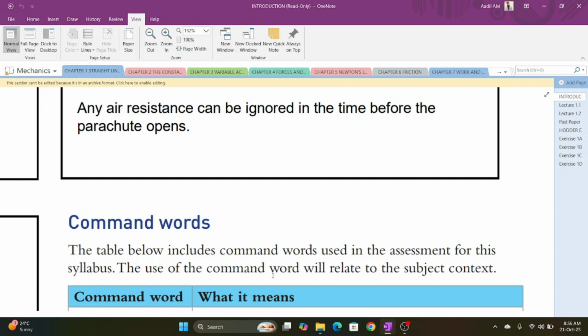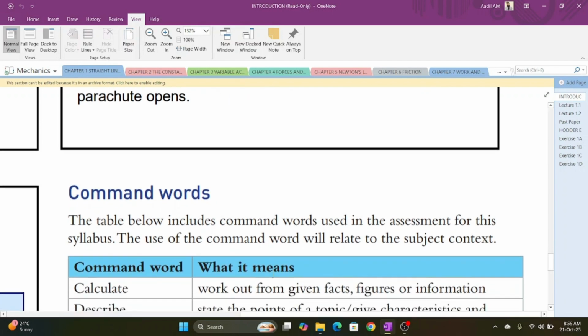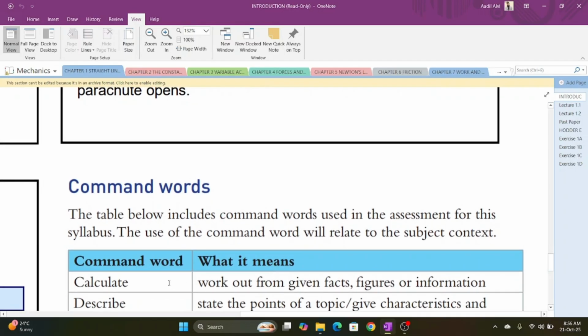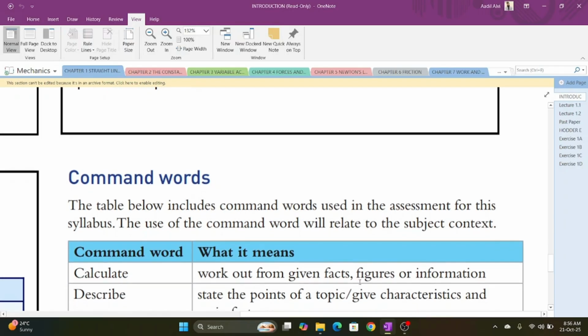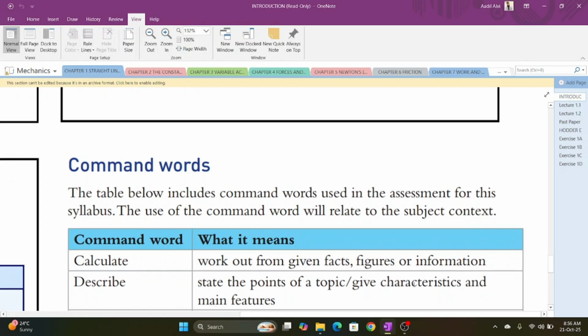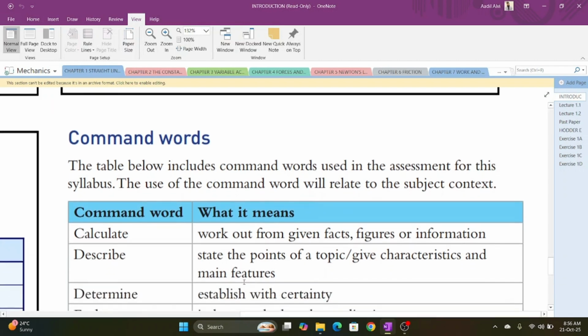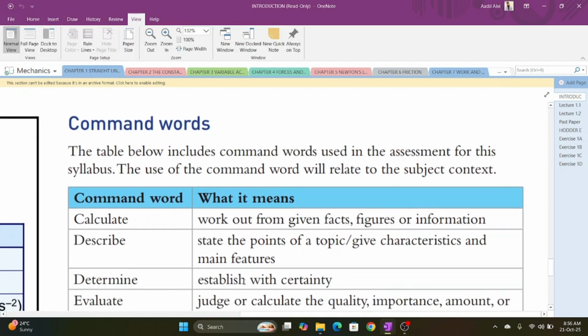These are some command words that you must understand. When it says calculate, it means work out from given facts, figures, or information. Describe means state the points of a topic, give characteristics and main features. Describe can also sometimes mean that you have to explain them. Sometimes, depending on how many marks there are for the question, you might be expected to give an explanation. Determine means establish with certainty.